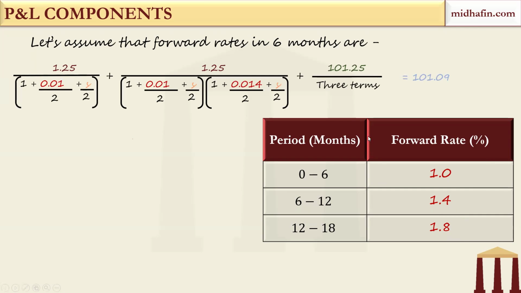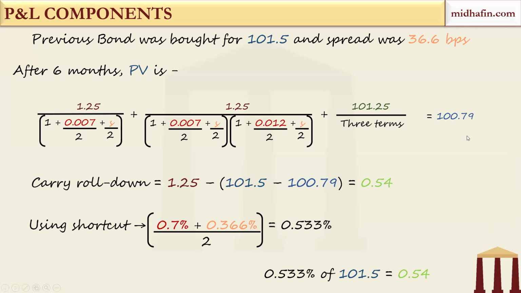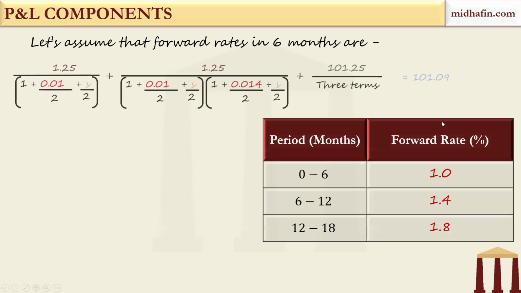Now, what will be the price of the bond using the new rates? The price of the bond will be 101.09. This is the new price of the bond if I find the price using the changed forward rates. Now, what is the PL component because of the fact that the rates have changed? You see, this was the price when the rates did not change at all, and this is the price when the rates changed. So I'll simply take the difference of these two. That will give me the PL component because of the change in rates, only the rates.